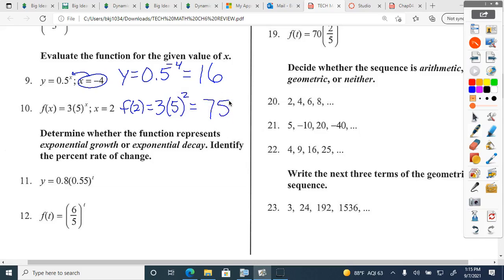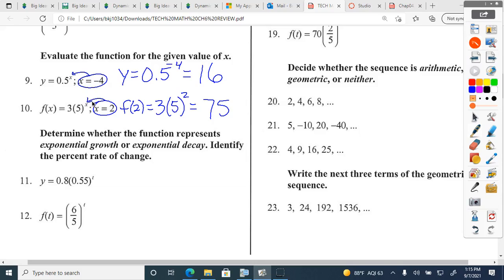Any questions on how to do that? Okay? Take what x is, plug it in. This should be a very, very easy test up until this point. Everybody good? Just plugging it in your calculator. Yeah. All right?